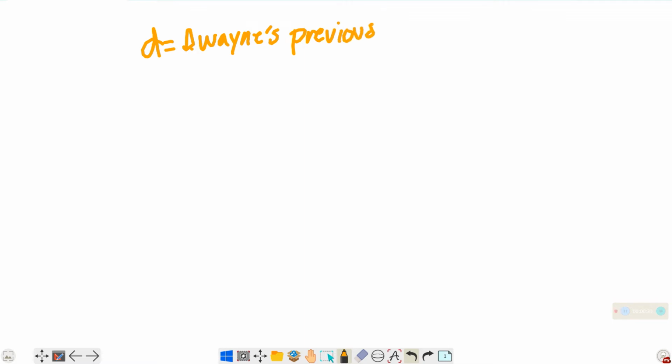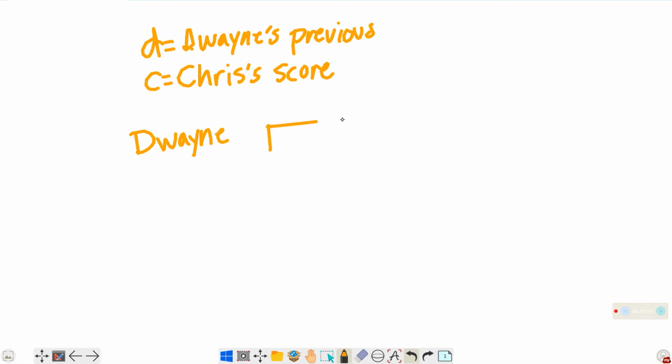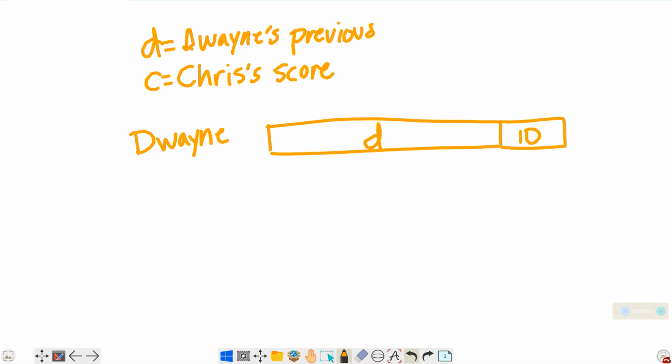And C is going to represent the number of points Chris scored. So we are going to draw a tape diagram for each person. Dwayne. His score was 10 more than his last score. So we're going to take his last score, which is represented by D, and we're going to increase it by 10. It told us that this score in his new game, or his most recent game, was 55.